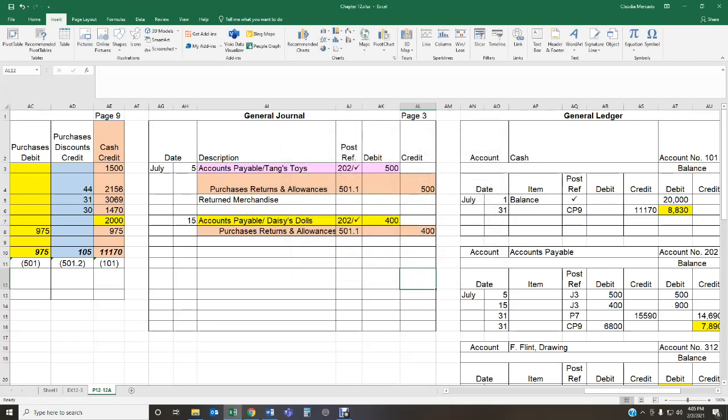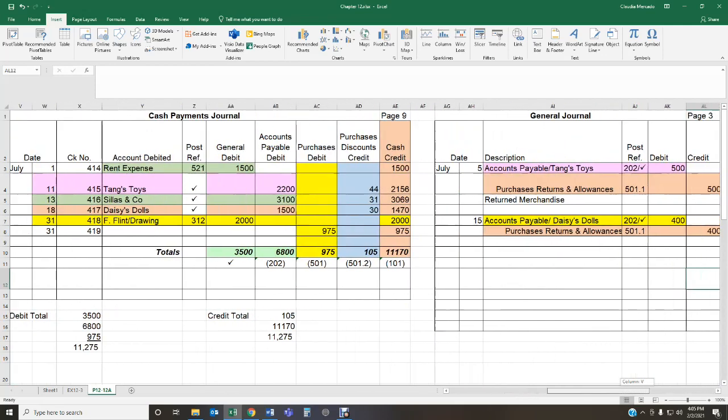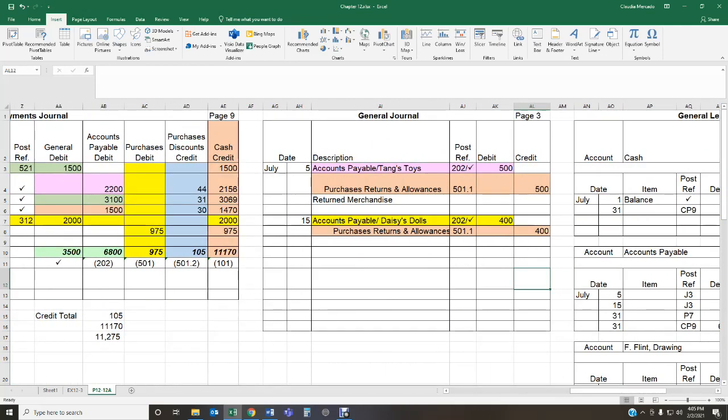So accounts payable will always have the account number for the general ledger, and then a dash, and then a check mark that shows that we've posted it over both in the general ledger and the accounts payable ledger. So that lets us know that it's been posted in two places. Okay, so that is it for this section. That takes care of all of these.